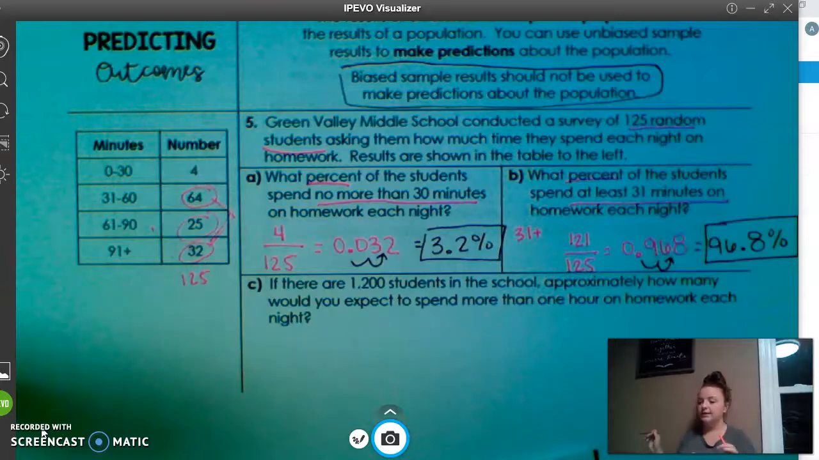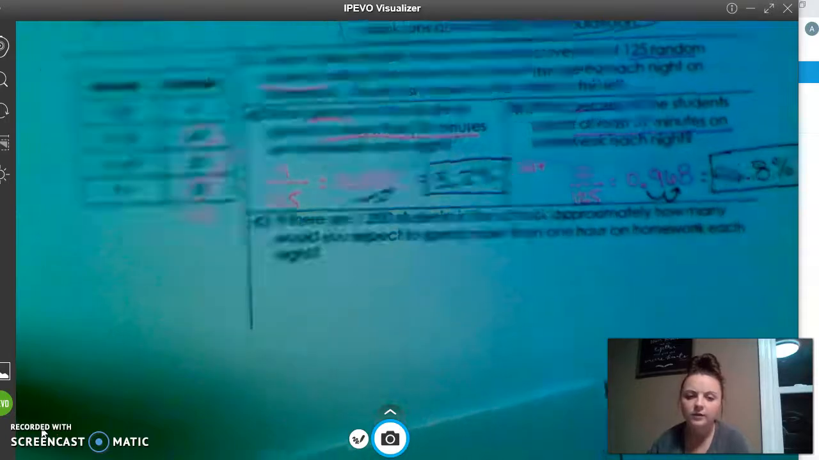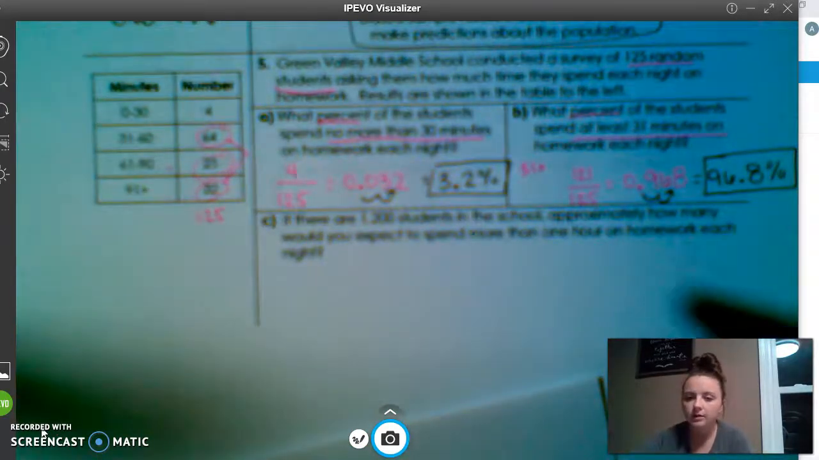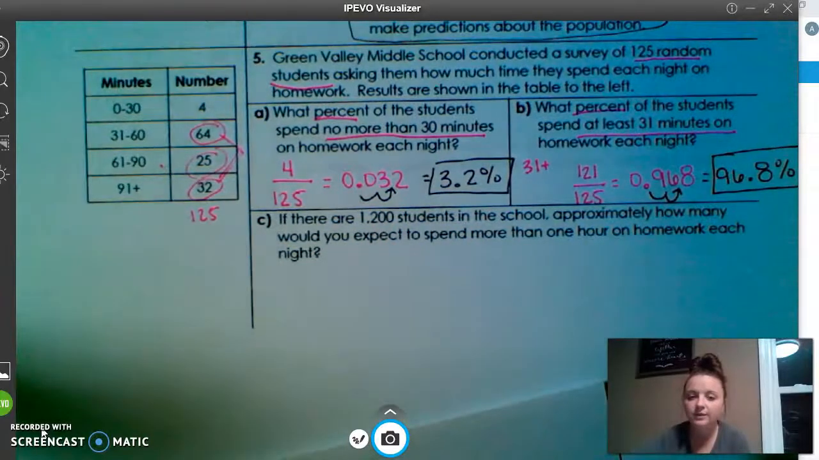So C. C is where we start predicting, okay? So C says if there are 1,200 students in the school, approximately how many would you expect to spend more than 1 hour on homework each night? We got to read that again. Okay, that's going to take some work. We got to read it again.